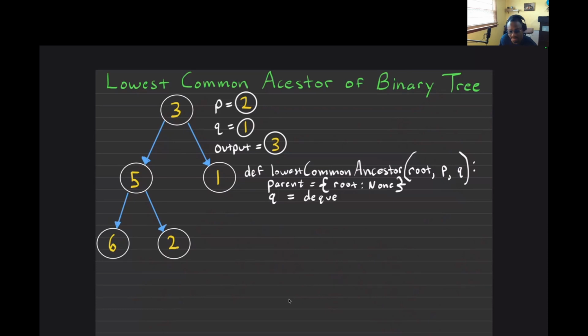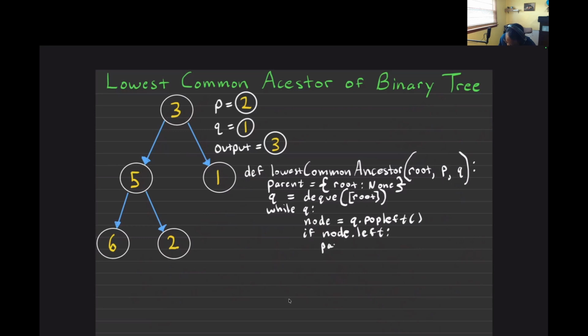Because a deck can behave like a queue, and we're going to pass in the root to start. While we have a queue, so while the size is greater than 0, the current node, so node is equal to queue.pop from the left. And if it has a left child, so if node.left, then we'll update our hash map.